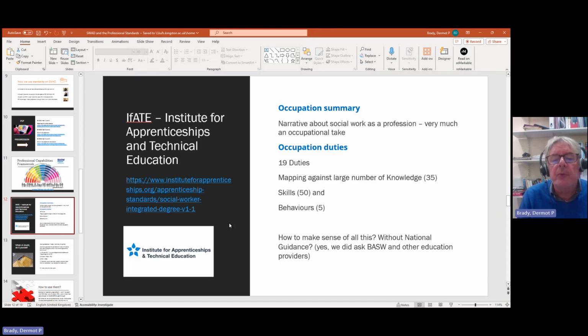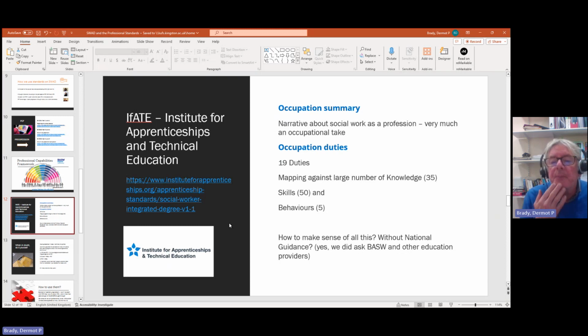You can link there to the full standard, but basically it's broken down into, first of all, an occupation summary, and it's very much about a narrative. Social work as a profession, and it's very much an occupational take, saying who you work with, what kind of supervision, what kind of agencies you might work in, and things of that nature. It does have a little line about social justice in there. Interesting. The takes people have on this and what they emphasize and what they de-stress, as it were.